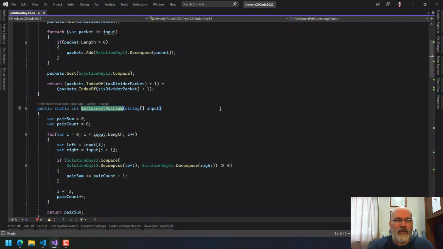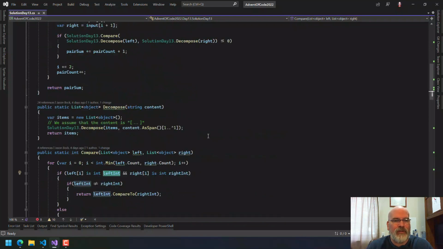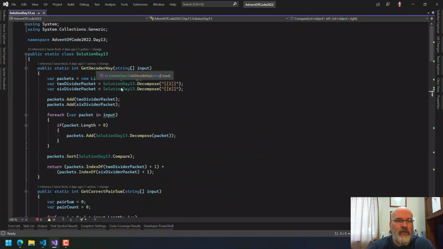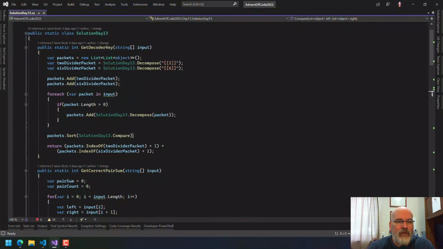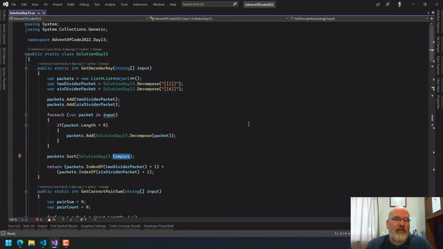But the cool thing about all of this is once I got all the logic in place to say how do I compare a list on the left to a list on the right, if one's an int and one is not, or it's a list of objects, and how do I change those, for the second problem all I had to do was sort all of the packets that I get based on this comparison function that I had created before, which is down here. And that made the second part actually really easy, because I just added in these two divider marker packets, and that just became part of the solution. And then I just find where they are, and I give the answer back.